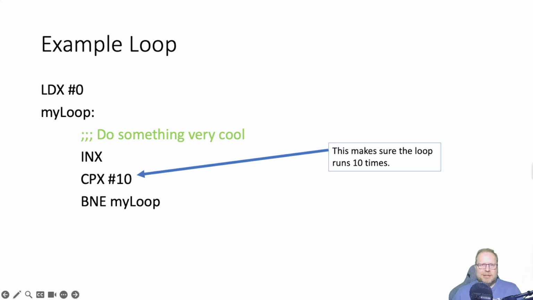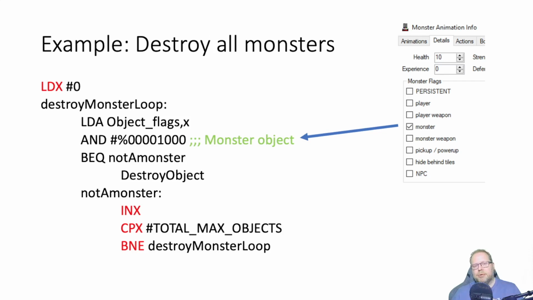But let's look at a little more complex example. This is the example, destroy all monsters. So let's say you wanted to destroy all the monsters that are on the screen right now. Well, first of all, let's remember that we have these monster flags. When you click object details on a monster, for example, then you click this checkbox. Make sure that it's a monster. Those are what we call object flags. Here it says monster flags, but in the code they're called object flags.